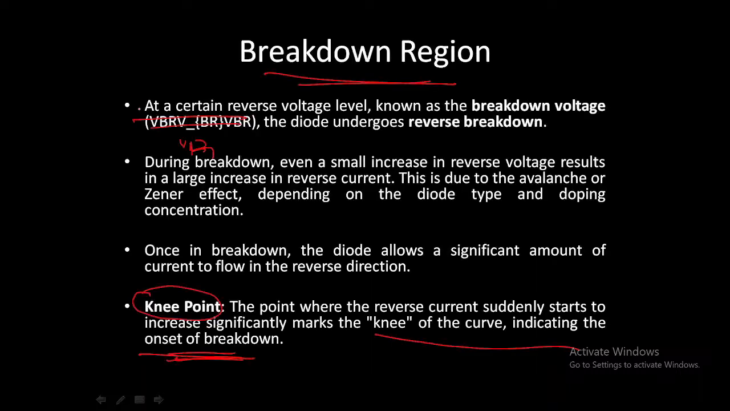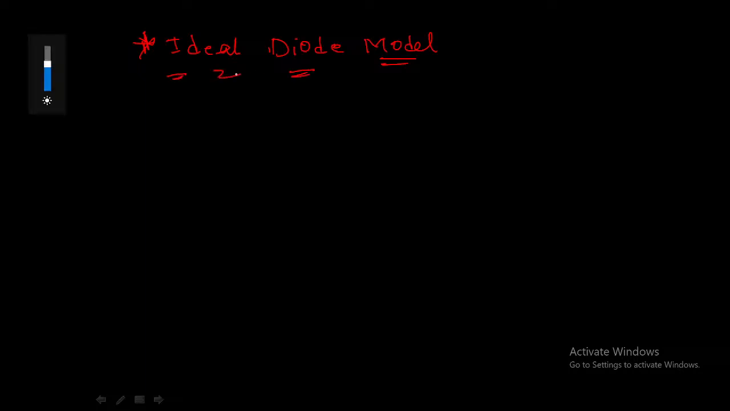Now let us start with the diode approximation models. There are two models basically. One is called the ideal model, so we will start with the ideal diode model. So what is this ideal diode model?